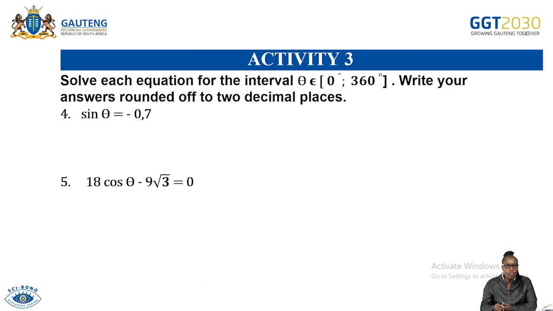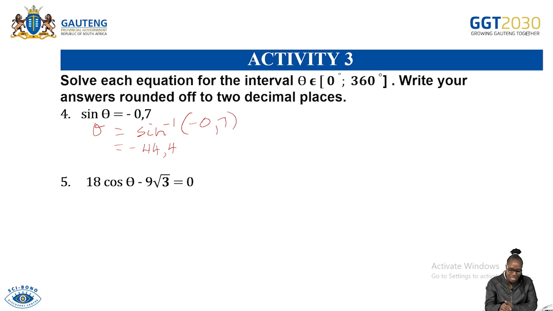All right, moving on to question four. Question four says sine theta equal to negative 0.7. I want to know the solution of theta where I will have a negative sine of 0.7. So what I'll do, I must find the reference angle first. It means I will say theta is equal to sine inverse of negative 0.7. And my answer will be negative 44.4.